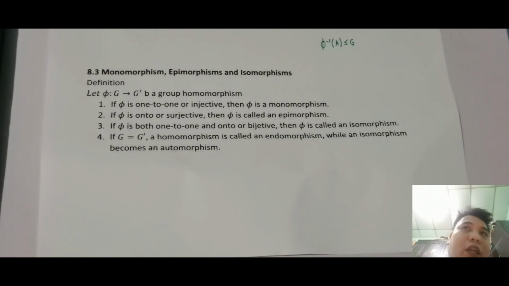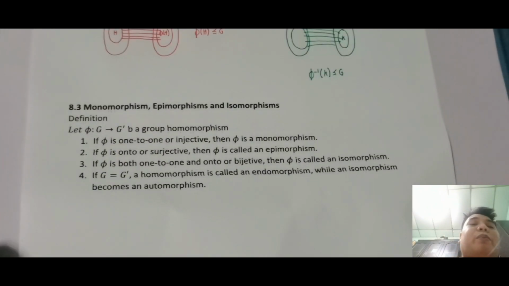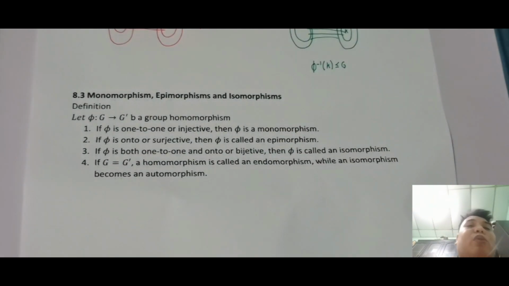Since φ is a function, a mapping from G to G prime, we are aware that it can be one-to-one, onto, or bijective, if it is both one-to-one and onto. So let's have a definition. Let φ be a mapping from G to G prime, a group homomorphism. Again, being a homomorphism is already defined.